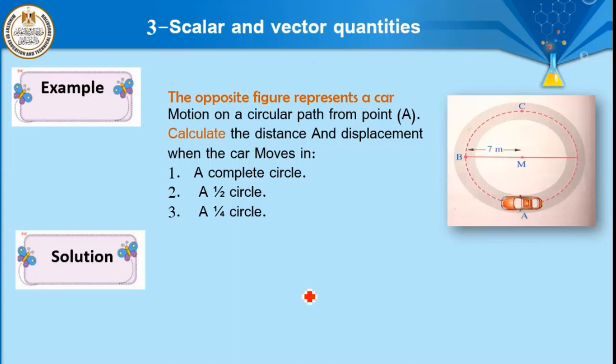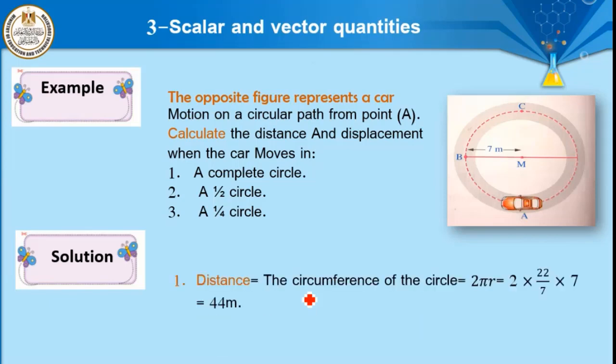Let's determine the distance and displacement when the car covers the complete circle. In this case, the distance covered by the object equals the circumference equals 2πr. 2 multiplied by 22 over 7 multiplied by the radius of this circle, which equals 7. 2 multiplied by 22 over 7 multiplied by 7 equals 2 multiplied by 22 equals 44, as 7 over 7 equals 1. The displacement covered by this object in this case equals 0. Why? Because the starting point of the car A is the same as the ending point A.